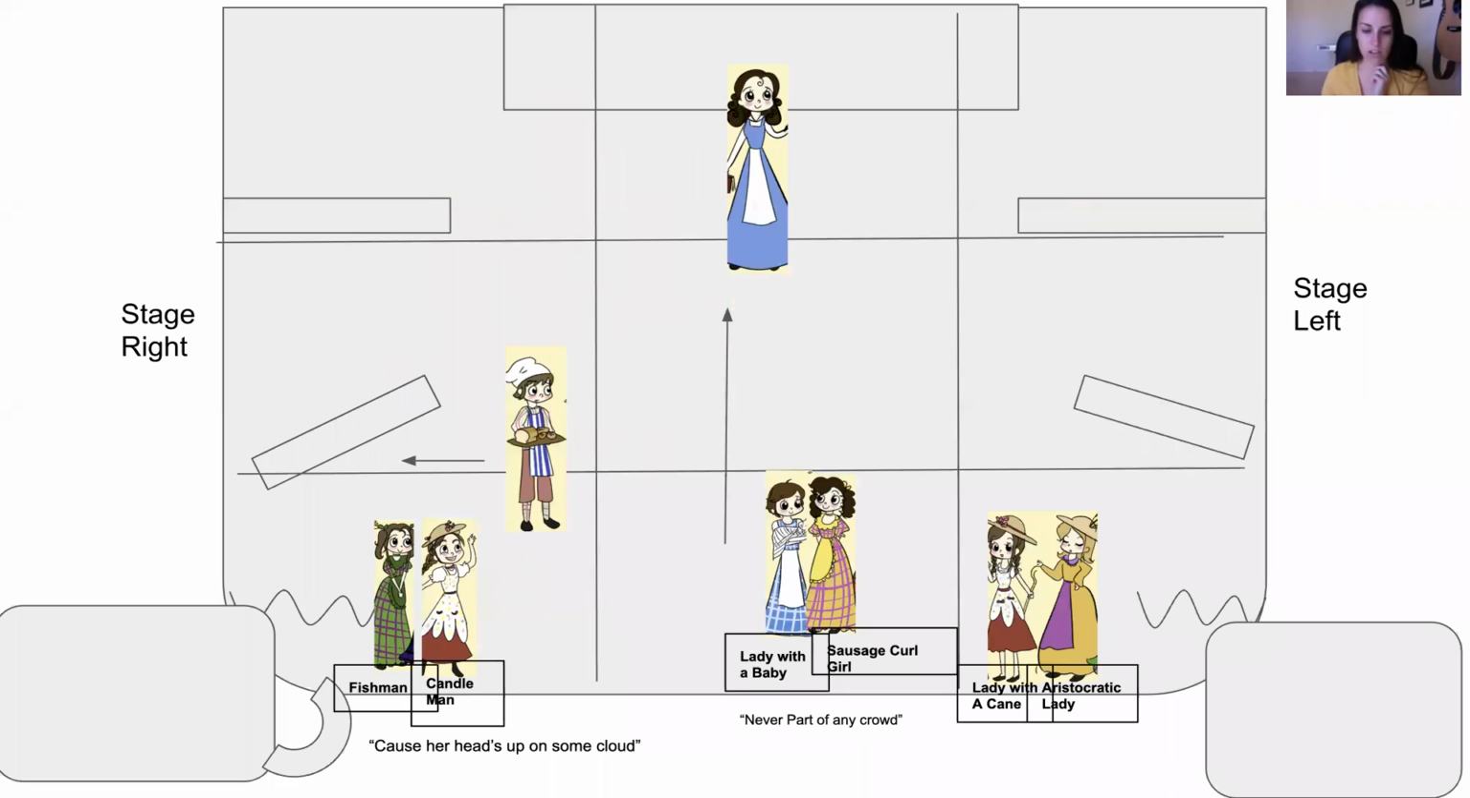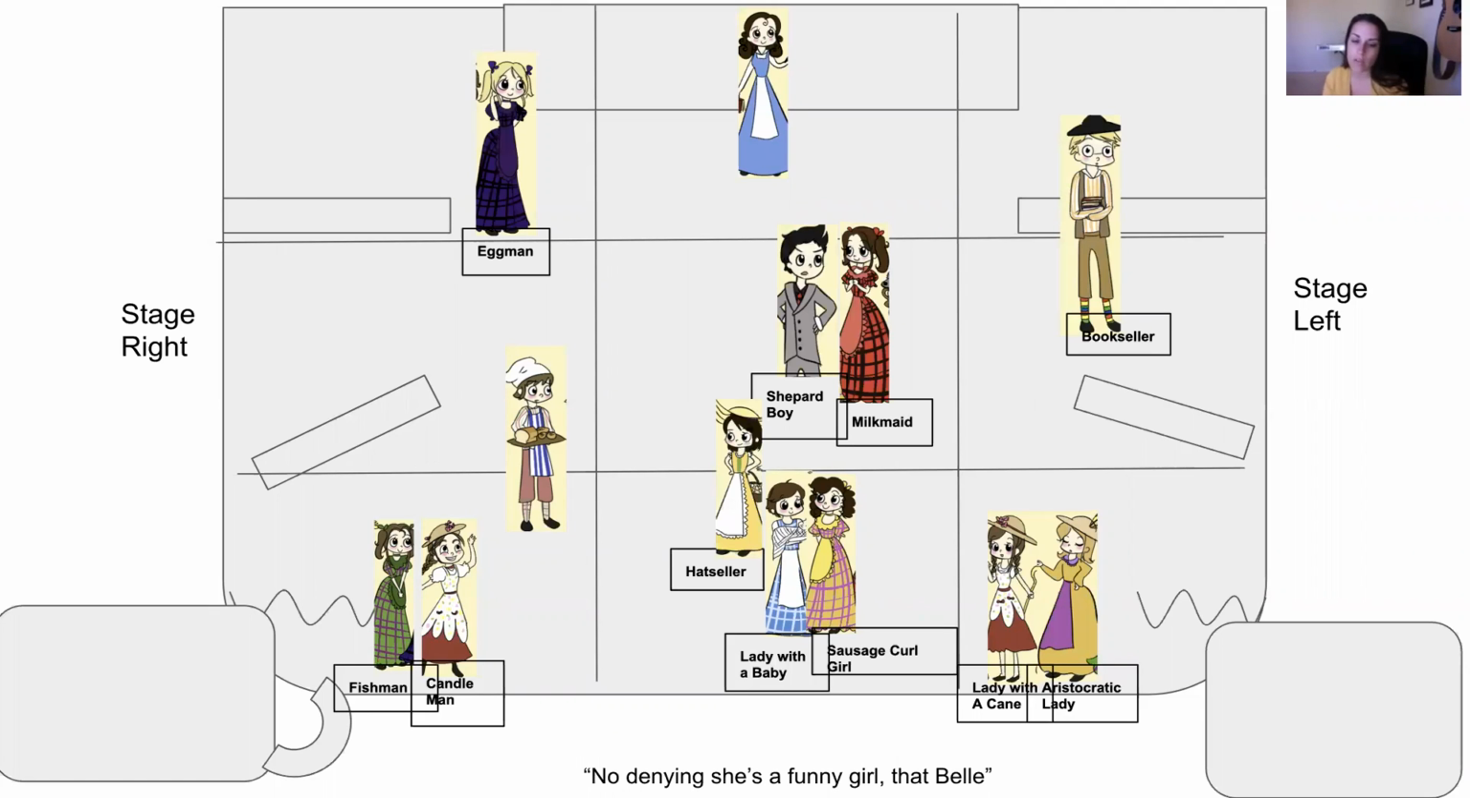1 because her hat's up on some cloud. Zones 1, 2, 3. And the baker kind of just is going to hang out in front of that LED panel that says bakery, and you can kind of be organizing your tray of rolls. Meanwhile, Belle, you're going to be walking up to zone 8, and you can hang out on that riser, and you're just looking around the town and sighing. This is a pretty boring town, apparently. So meanwhile, we're all singing. This is the first time we all sing in unison. No denying she's a funny girl, that Belle.